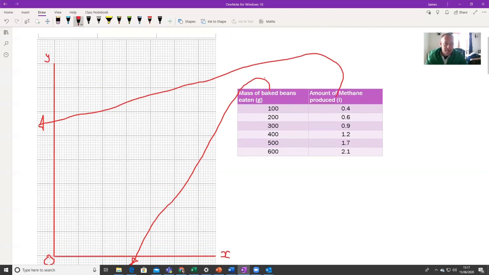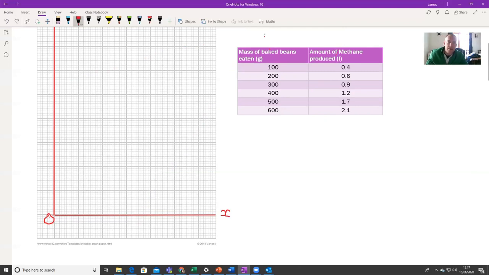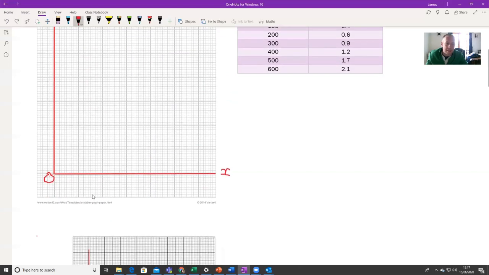So I'm going to just delete those two lines that I did there, so I can go back to this. So I've got my x and y-axis, and we've decided that the mass of baked beans is going to go on the bottom. So we're going to write that down. We're going to call this a label. This is a common mistake in my writing on this. Mass of baked beans. There we go.